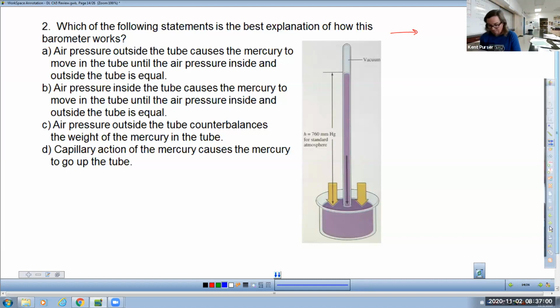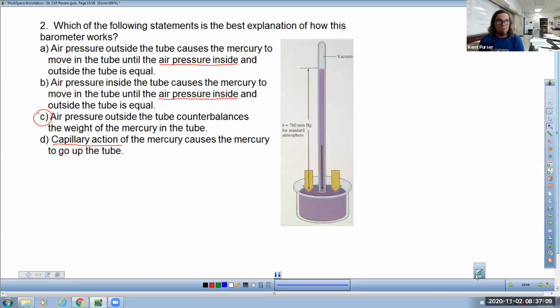All right, I'm going to go to the next slide where I have underlined some key bad words. Anywhere that it says air pressure inside has to be wrong, and the reason for that is because it shows you right in the picture. There is no air pressure inside. This is a vacuum sitting above the mercury, and therefore, no matter how hard you push down on the mercury, you can't cause the pressure inside to equal the pressure outside.